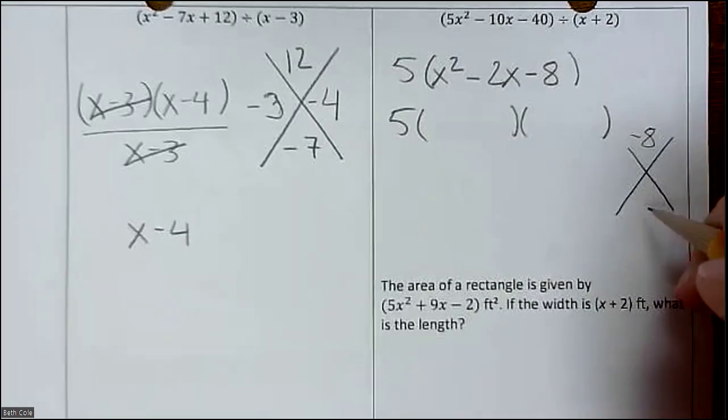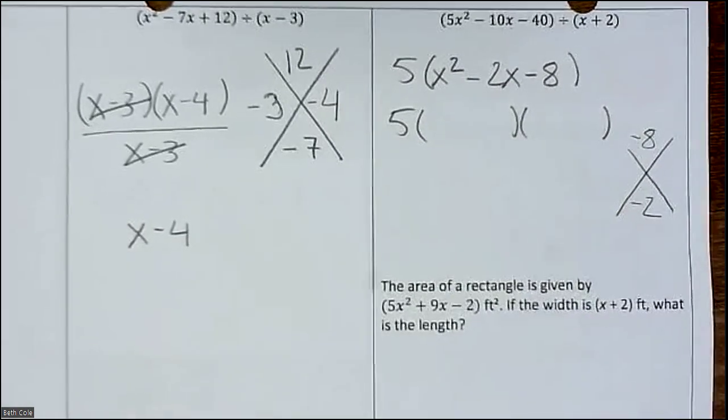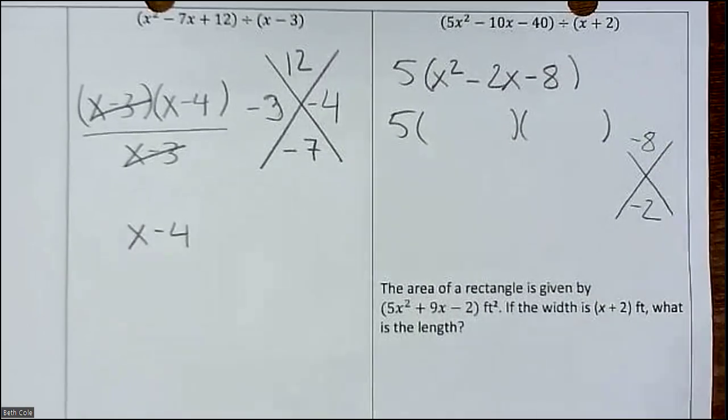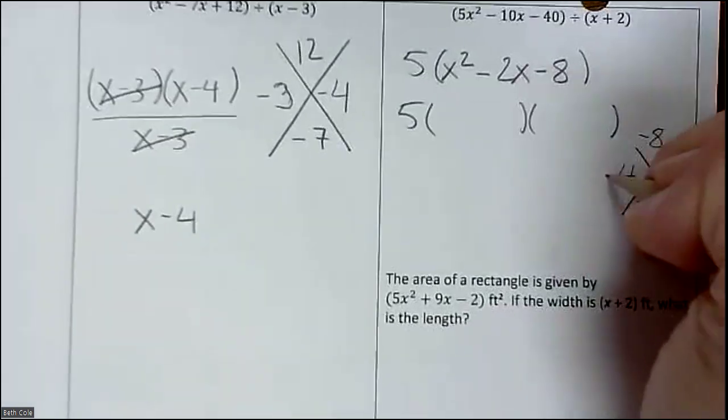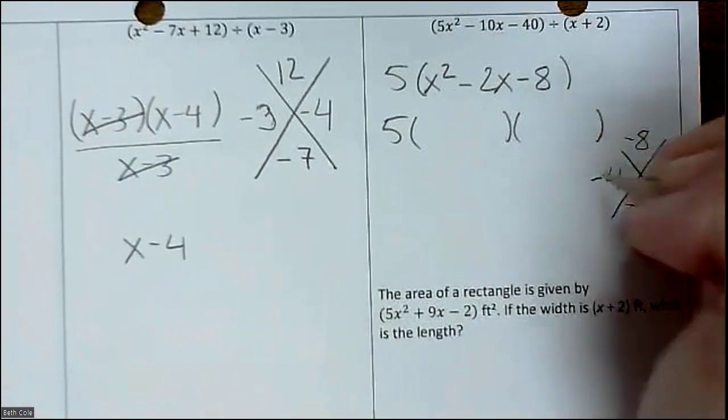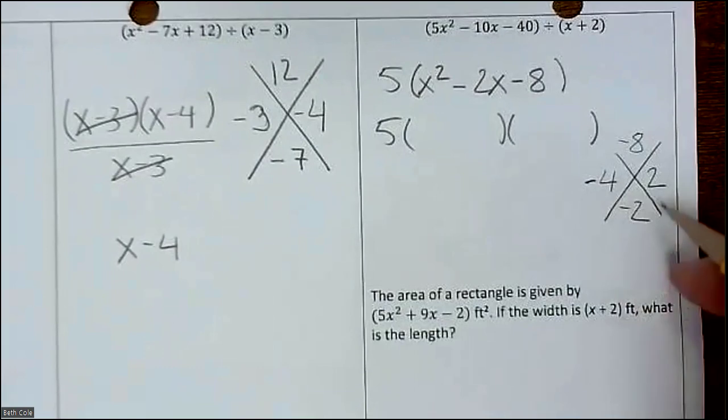2x, I mean just 2. -2 goes on the bottom. Don't worry about the negatives. Just come up with some numbers that multiply to be 8. Would be 4 and 2. Good. -4 plus 2 will give you -2.